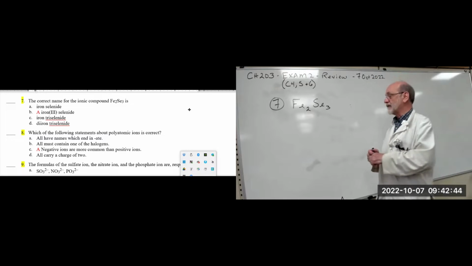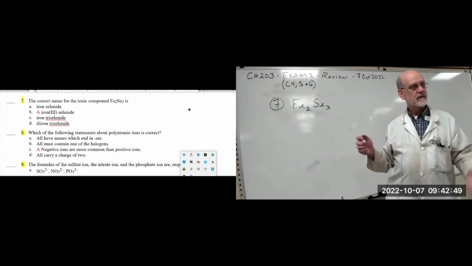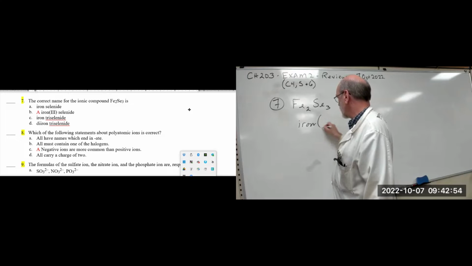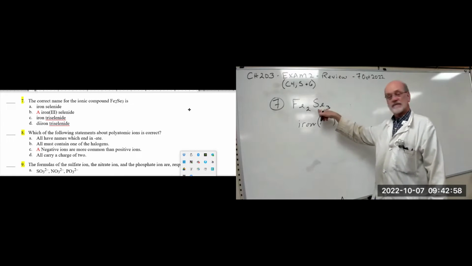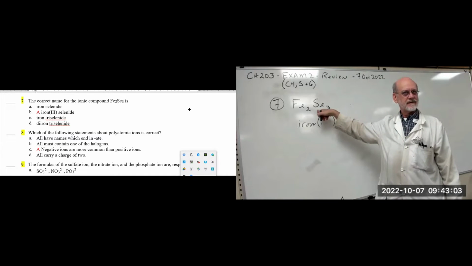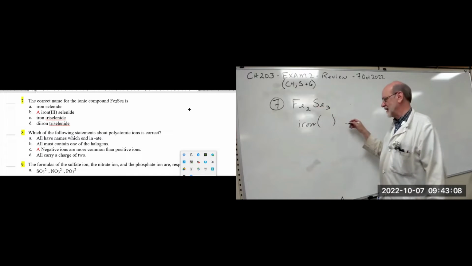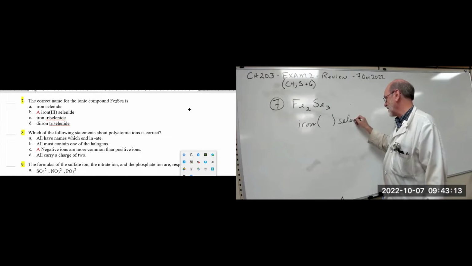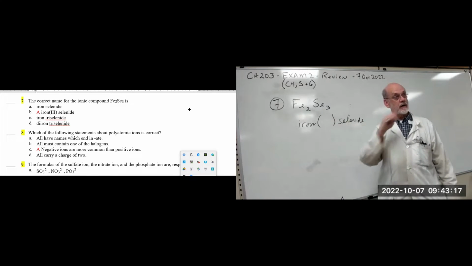So iron can have multiple charges, we're going to name this one, and how do you name a type 2 compound? You write the metal, then you leave a space for the charge. Then you write the non-metal. What's Se? Selenium. So we add an IDE on the end. Selenide. Now we got to figure out what's the charge on iron.